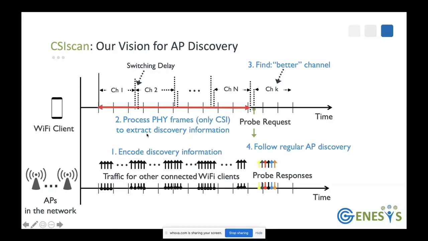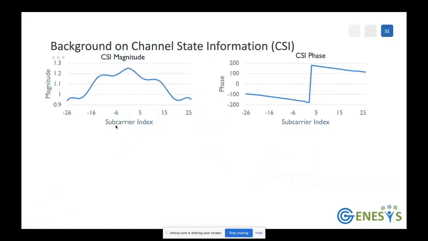Now you may ask, how does the AP encode the information? How does the client discover and decode this discovery information? And that is what the CSI scan contribution is. So just to recap, what is CSI? This is what our major focus is. So before we jump in, let's try to understand what CSI is.